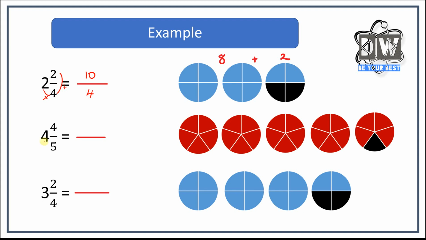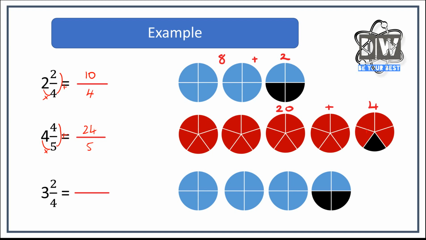On the next one, I'm going to go 4 timesing by 5. The reason for that is, look, I've got 5, 10, 15, 20. So I've got 20 there. But I've also got 4 more pieces that I've got to deal with. So that's why we add those to it. So I've got 20 plus the 4. I've got 24 fifths. Because look, they're all cut into fifths. That's why that bottom number stays the same.